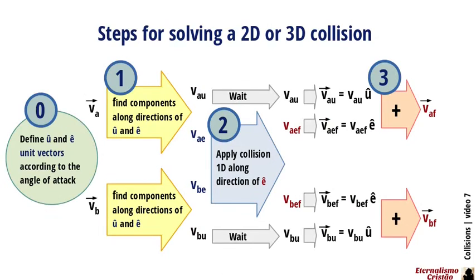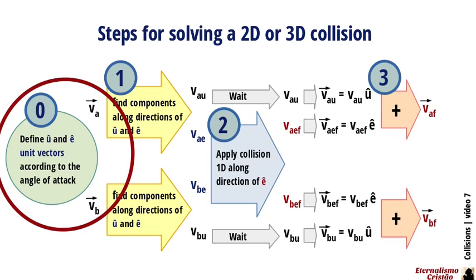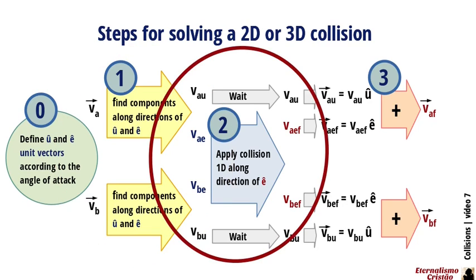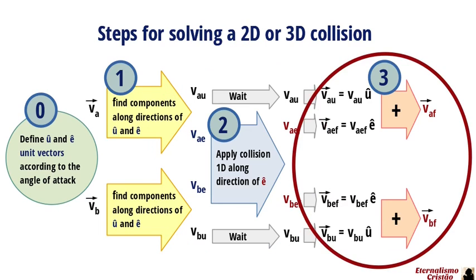These are the steps needed for solving a 2D or 3D collision. Note that, for a 3D collision, you just add a third dimension z, but the method is exactly the same. First, find the angle of attack and define the unit vectors in accordance. Find the components of the initial velocities, along the directions of the unit vectors, u and e. Apply the equations for the 1D collision to the component of the velocities along the direction of unit vector e. At last, add the two components of the final velocities.